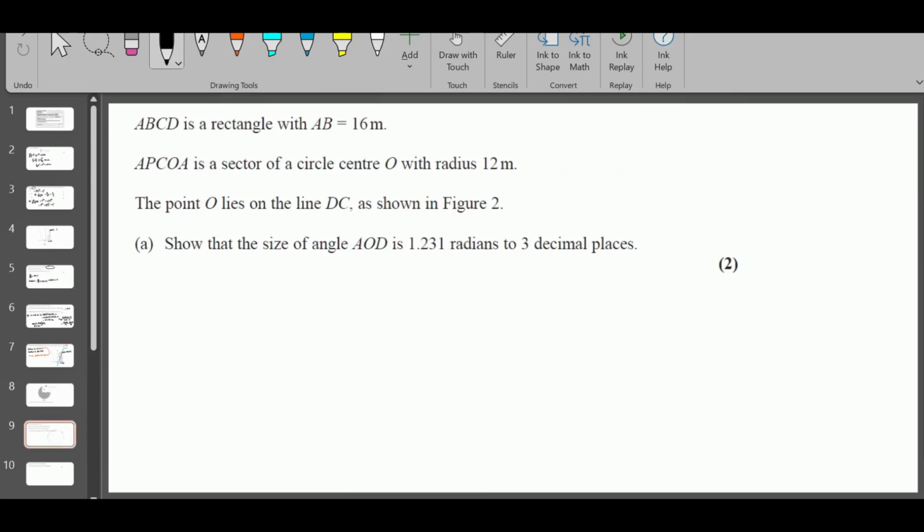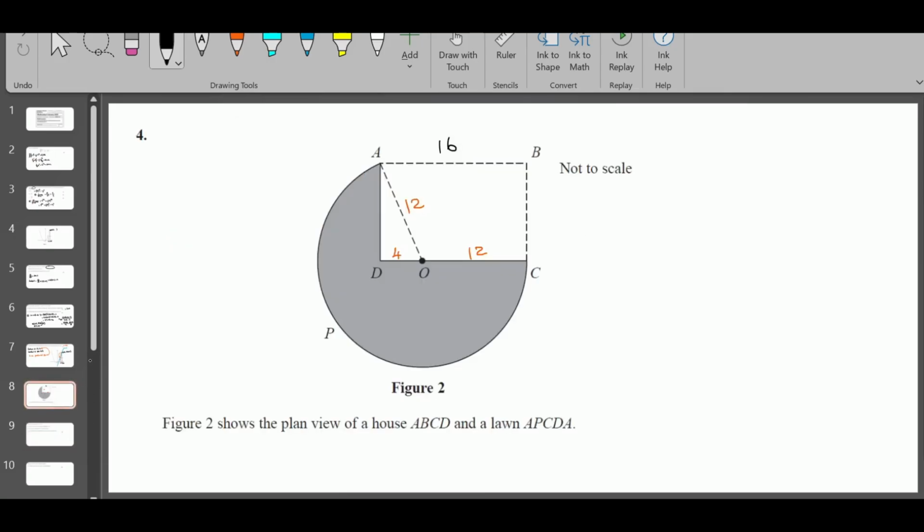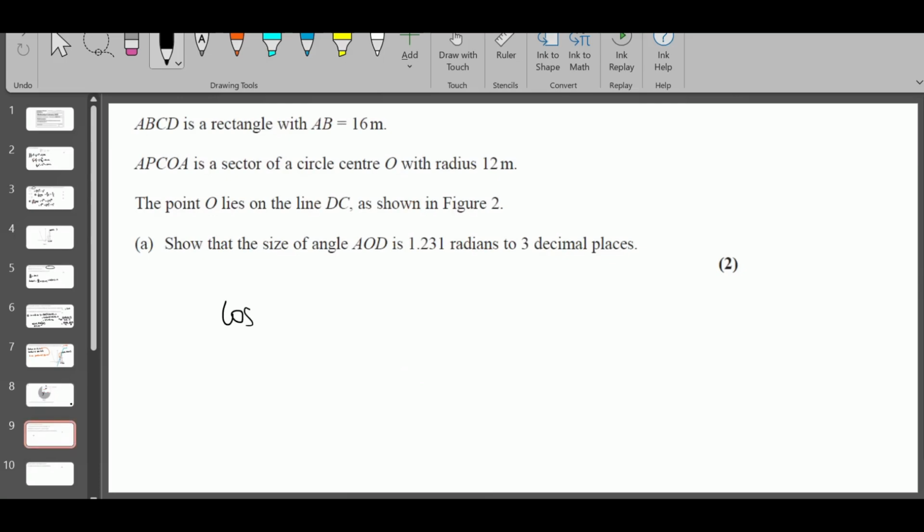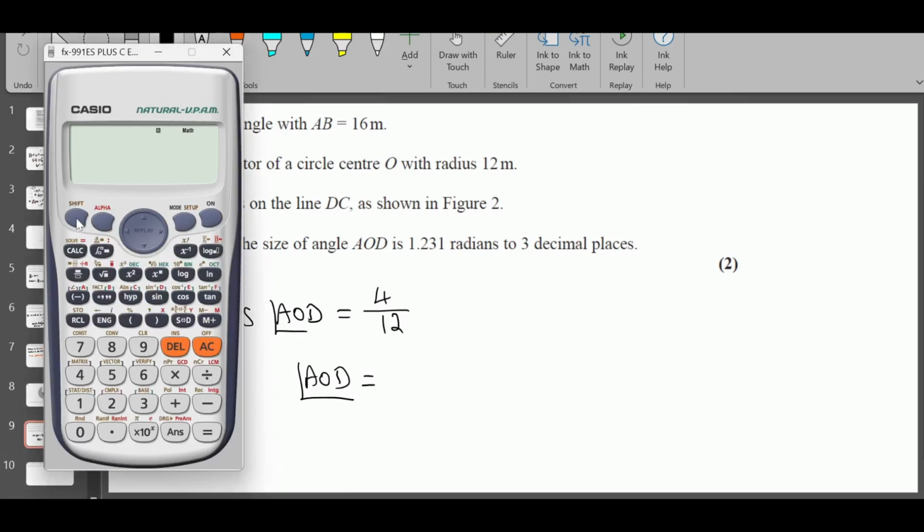Okay. Show that the size of the angle AOD is 1.231. AOD, they want us to find this angle. Since it's a rectangle, it's a right angle triangle. You can use SOHCAHTOA because you have the adjacent side and the hypotenuse. So you can use cos theta. So you just write cos AOD is equal to adjacent over hypotenuse. So AOD is equal to, use radians mode, cos inverse of 4 over 12.